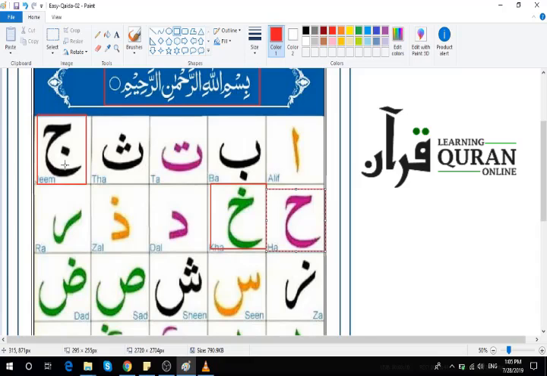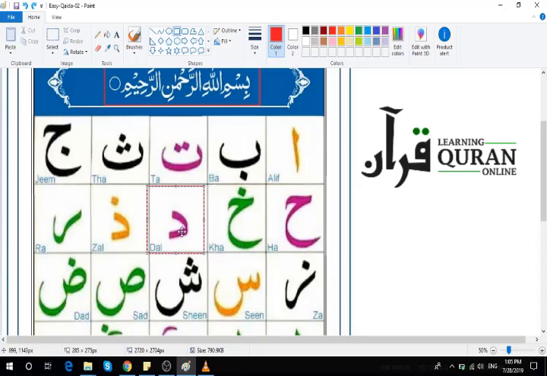So here is the point to memorize: whenever you see this kind of shape, and there is one dot in the middle, we call this Jim. And if there is one dot on the top, we recognize it and say this is ho. And if there is no dot, it doesn't have any dot, we call this ha. Read this letter with your breath sound, ha.